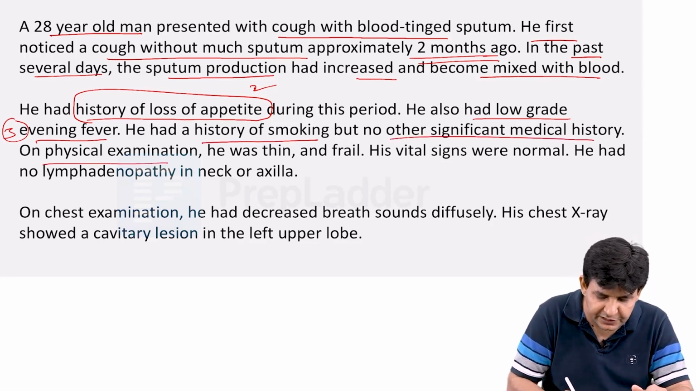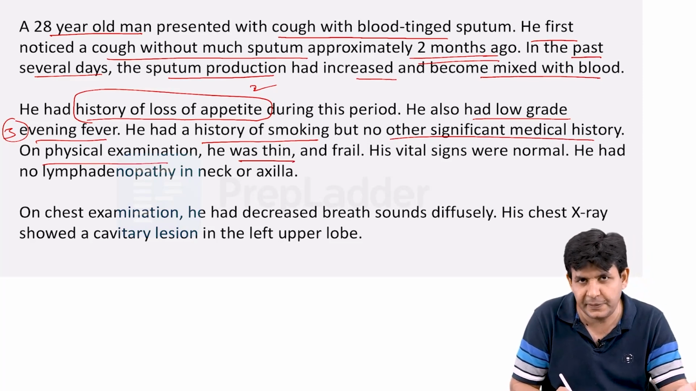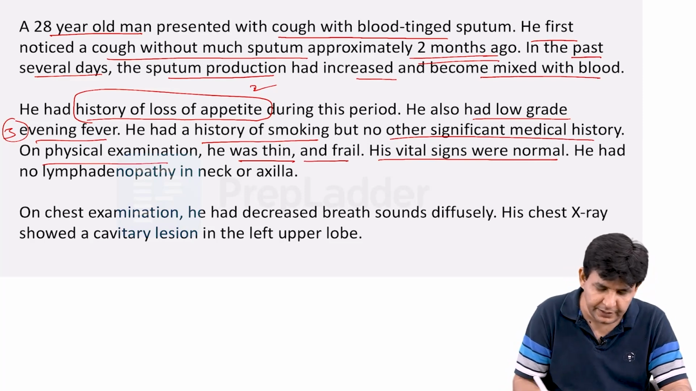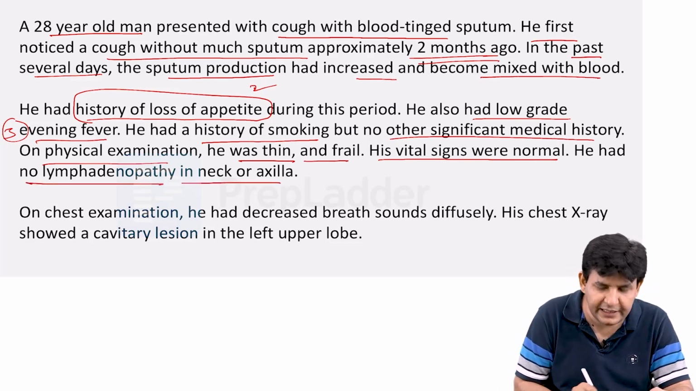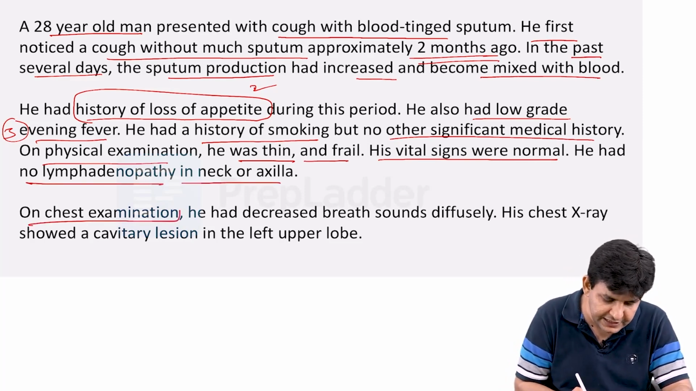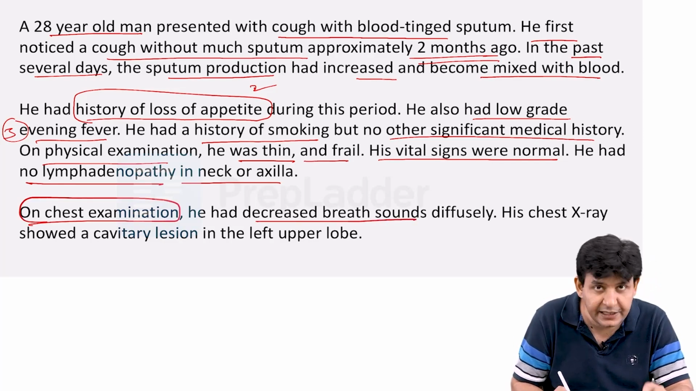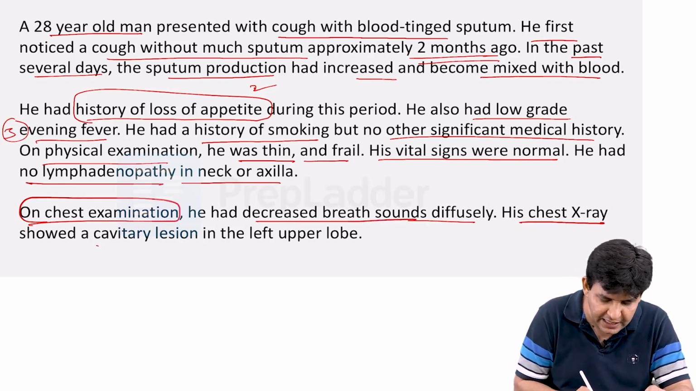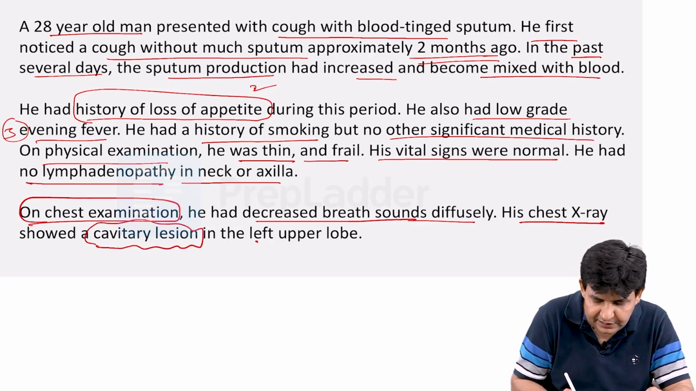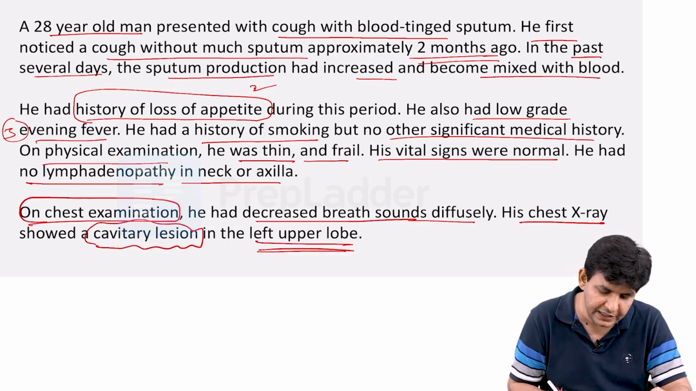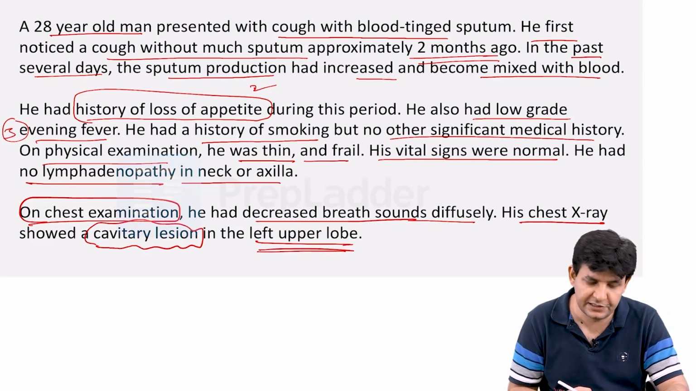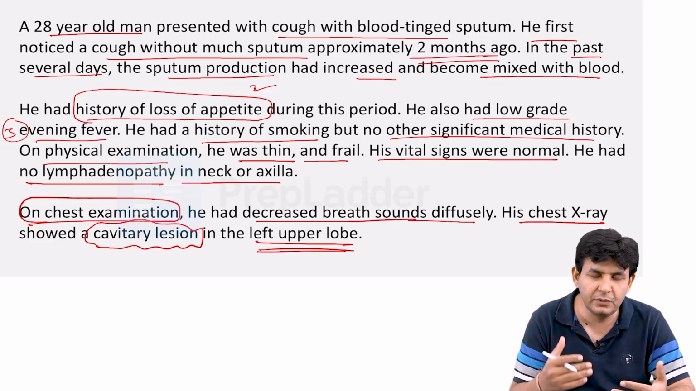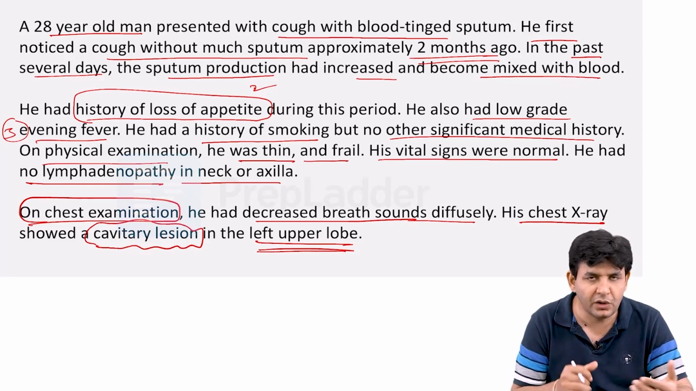On physical examination, he was thin, which is typical of a TB patient, and frail. His vital signs were normal. He had no lymphadenopathy in the neck or axilla. On chest examination, decreased breath sounds were observed diffusely. His chest X-ray shows a cavitary lesion in the left upper lobe. The examiner wants a diagnosis from you with all these hints.